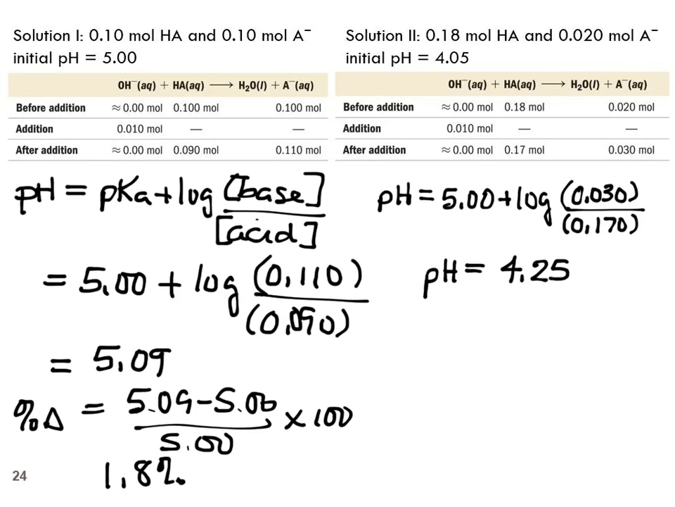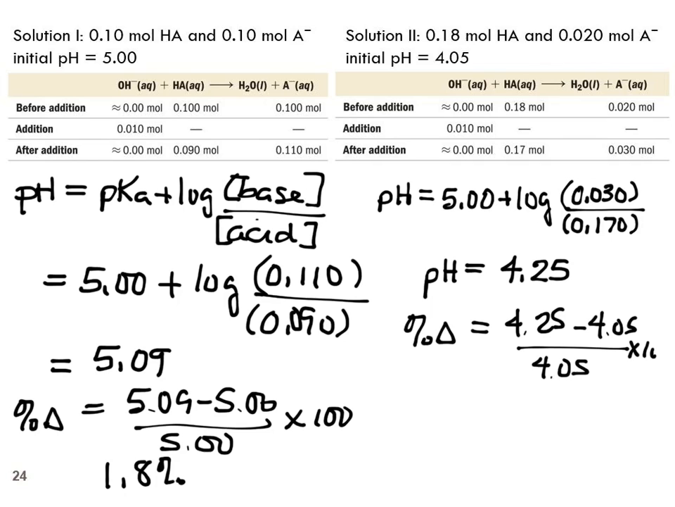So again, we can calculate the percent change. 4.25 minus 4.05 divided by 4.05 times 100. So that's 0.2 divided by 4.05. The initial pH is different. So here the percent change is 4.9%. That's larger.